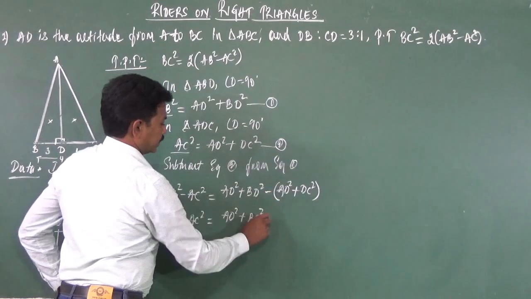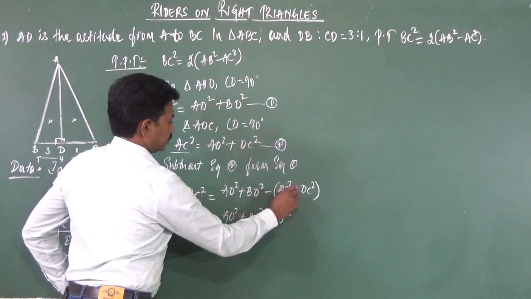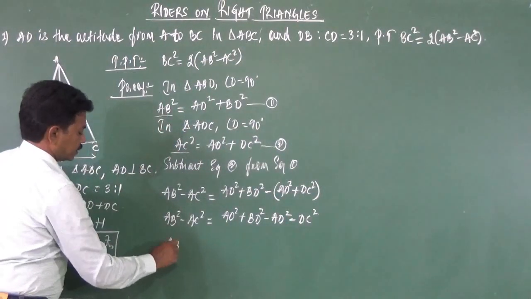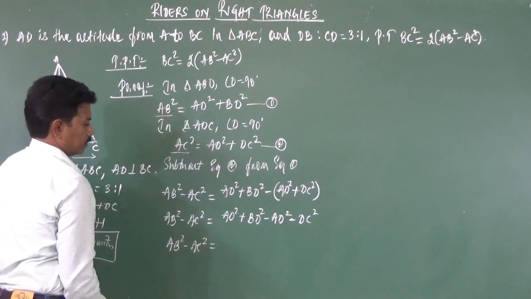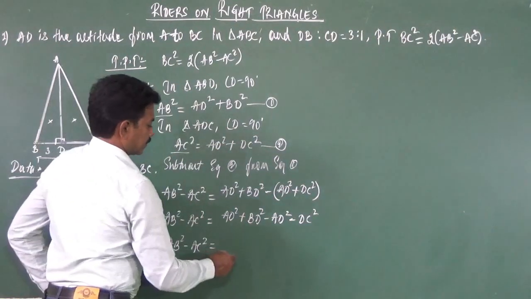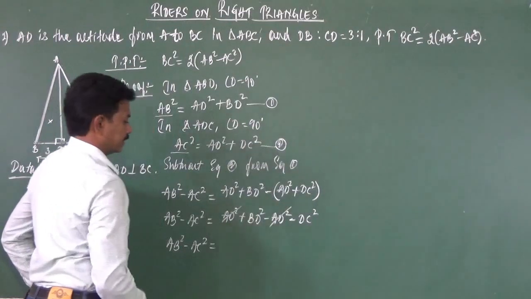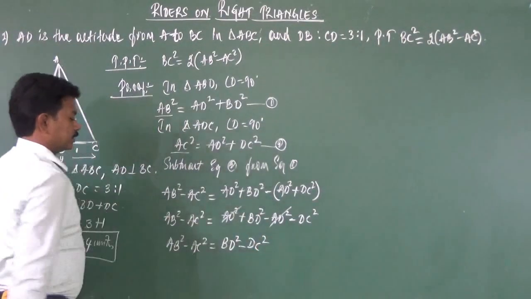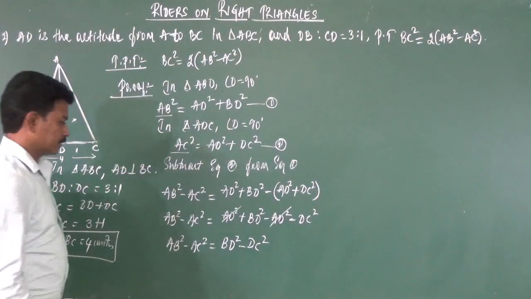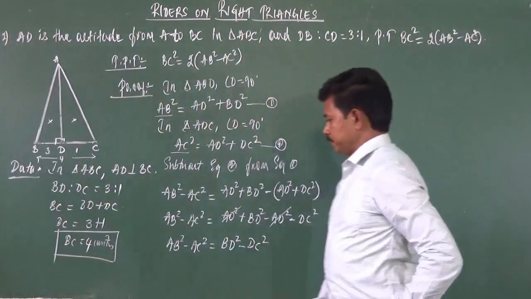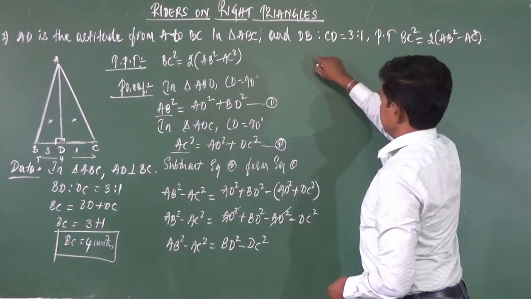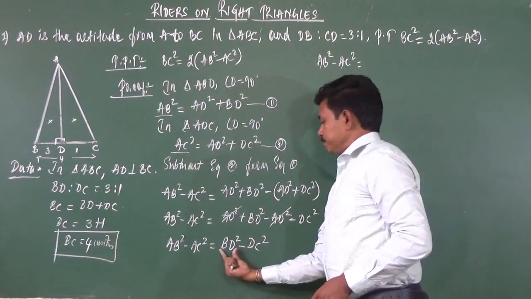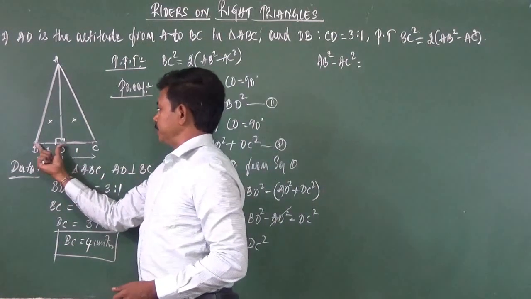Minus into plus AD square is minus AD square. Minus into plus DC square is minus DC square. So AB square minus AC square is equal to, cancel this. Plus AD square minus AD square gets cancelled. So remaining is BD square minus DC square. So we are at the climax of the problem. Very important.